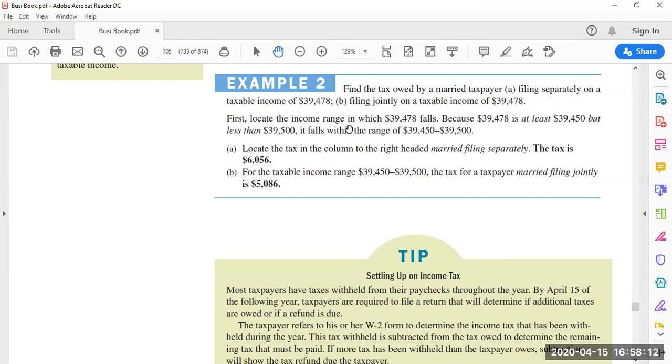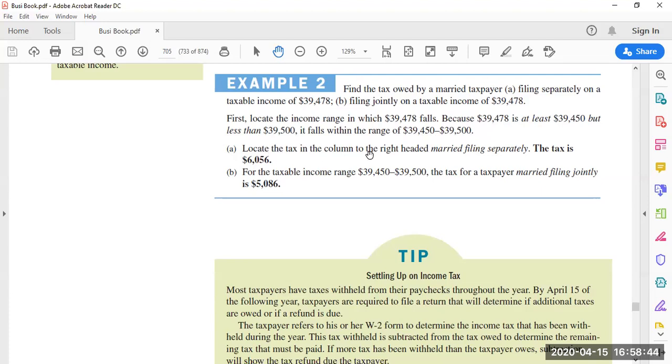Okay, first you're going to locate the income range in which $39,478 falls. Notice that the column says "at least but less than." It's important that you take note of that because it will slightly change the actual amount of tax that you should pay. And you want to make sure that it is the correct column or the correct row for you. You don't want to pay more, and you definitely don't want to pay less. Either way, you want to be correct, okay?